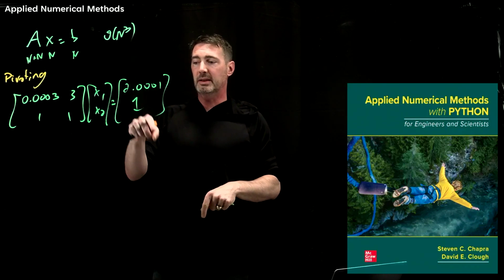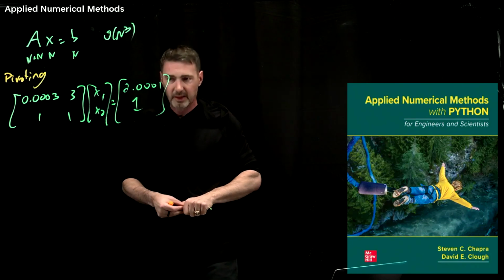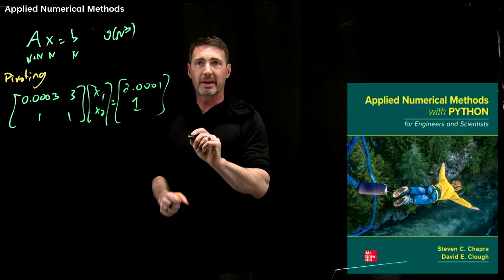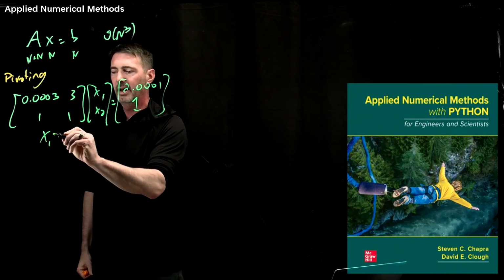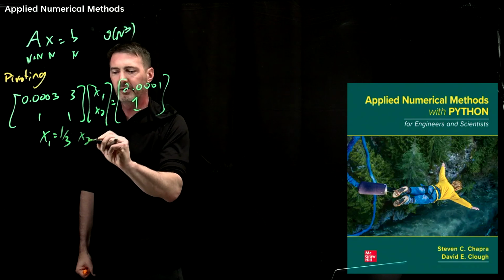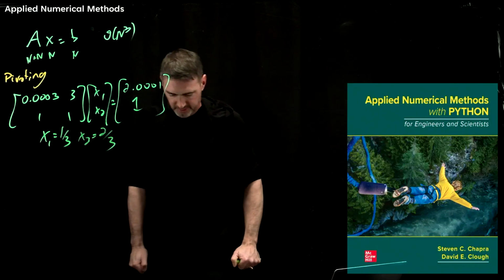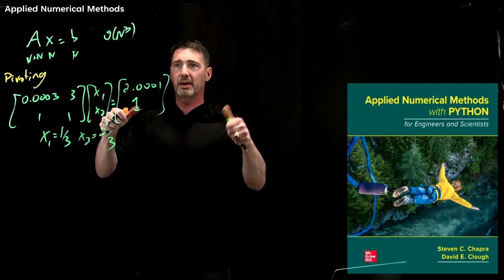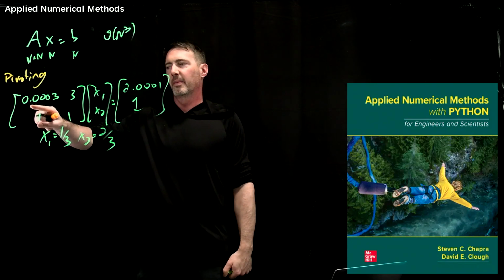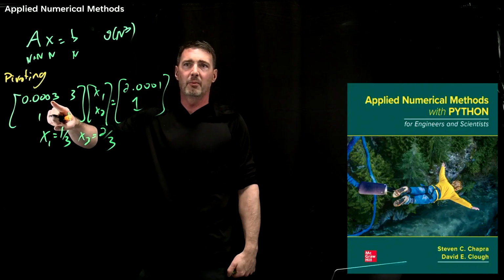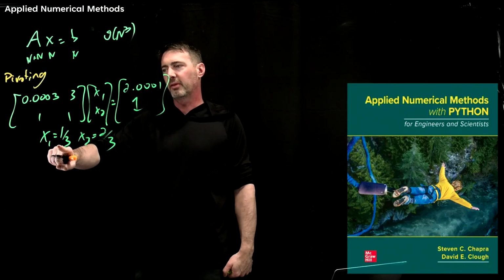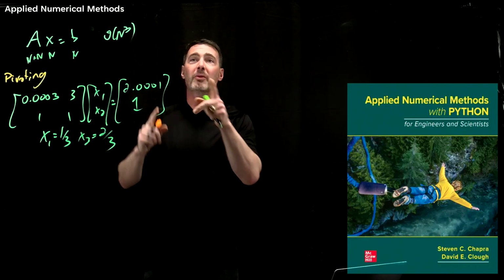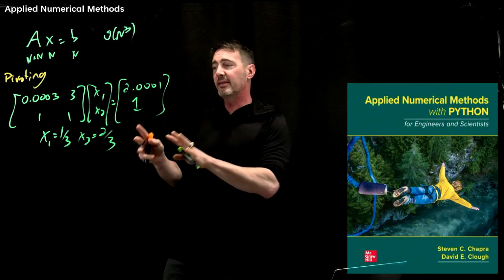So I know x1 and x2 both have to add up to 1, and we'll cut to the end here. The exact method gives x1 is equal to 1/3 and x2 is equal to 2/3. That is the exact answer. They both add up to 1, check, and then 0.0003 times a third is 0.0001, plus 3 times 2/3 is 2, equal to 2.0001. Okay, so that's the exact solution.